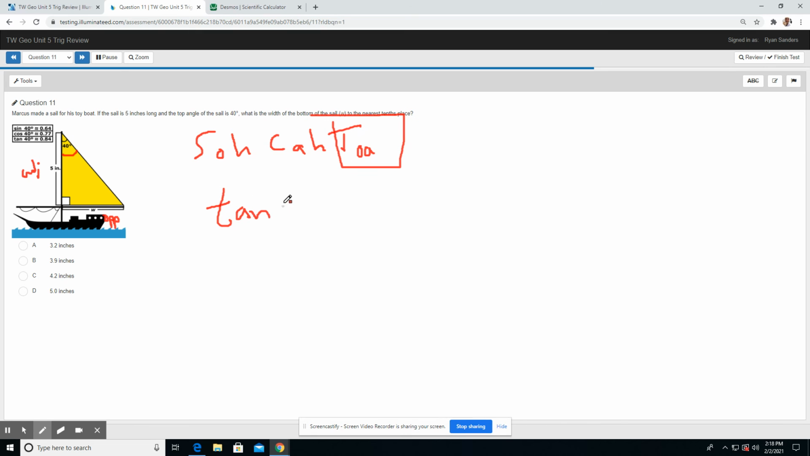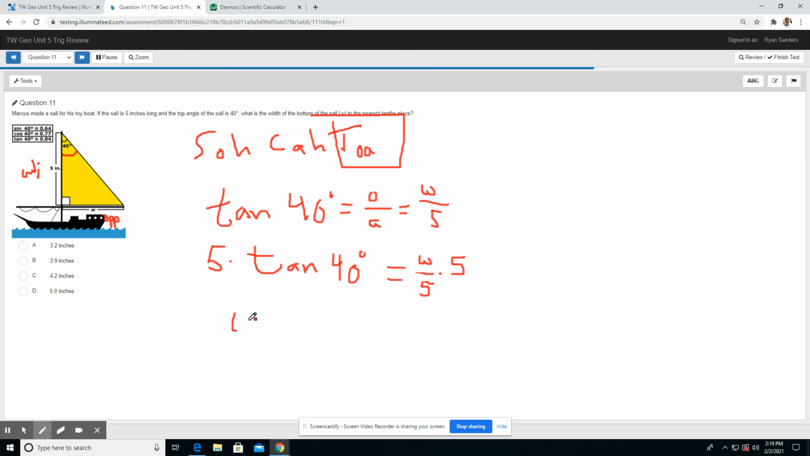So we would say tangent of 40 degrees is equal to opposite over adjacent. Opposite is the W that we're looking for. Adjacent is 5. So we would say tangent of 40 degrees is equal to W over 5, times 5 on both sides. And we get W equals 5 tangent of 40 degrees. And there I was almost going to use the calculator, but I remembered this time. That's right. Okay. So then we'll say W is approximately, because we're sticking in the rounded number, 5 times tangent of 40, 0.84.